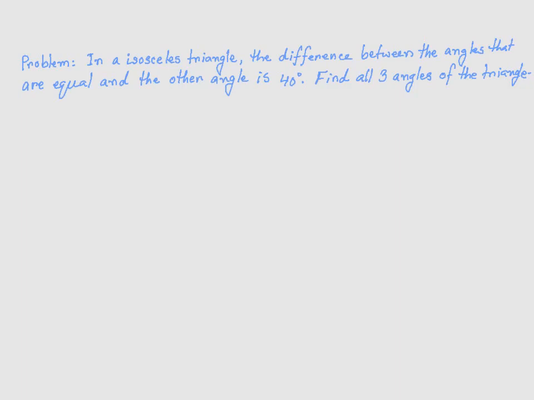In this video, I am going to solve this problem that involves triangles, isosceles triangles. It's a triangle where two sides of the triangle are equal. Now, the problem says in an isosceles triangle, the difference between the angles that are equal and the other angle is 40 degrees. We need to find all three angles for this triangle.